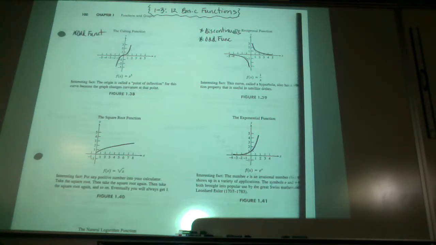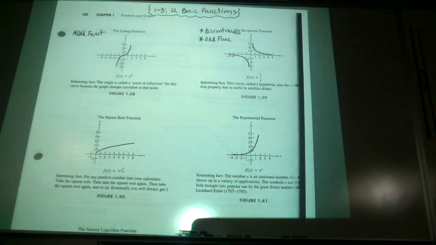So if I were you, I would put each of these on a flashcard and know all of their different characteristics. What is the domain? What is the range? Is it continuous? Is it discontinuous? Is it an even or an odd function? Meaning, is it symmetric to the y-axis or the origin? What else could we do? Where is it increasing? Where is it decreasing? All that kind of stuff. Everything that we've talked about up until now.